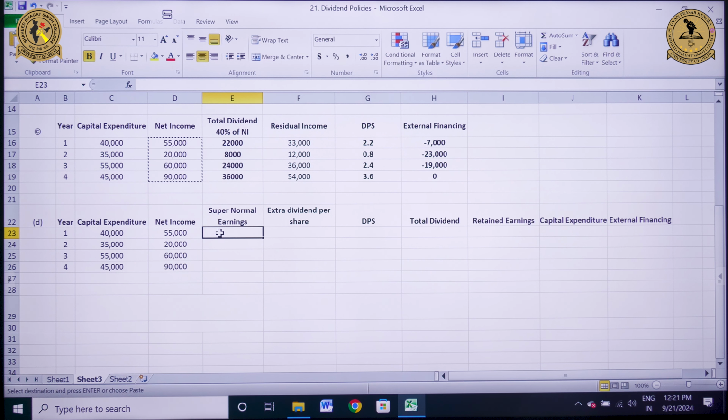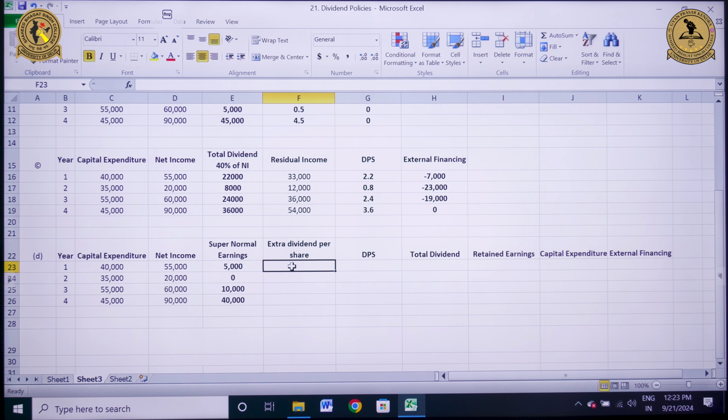Now I need to calculate the supernormal earning. The normal earnings are 50,000 in all the 4 subsequent years. So it will be equal to 55,000 minus 50,000. So my supernormal earnings are 5,000 rupees in year 1. In year 0 it is 0. In year 2 it is 0. In year 3 it will be 60,000 minus 50,000, that is 10,000, and in year 4 it will be 40,000. So in this way I have calculated my supernormal earning.